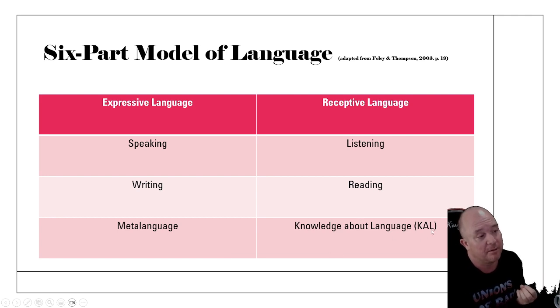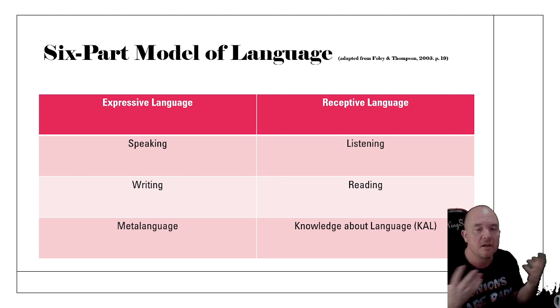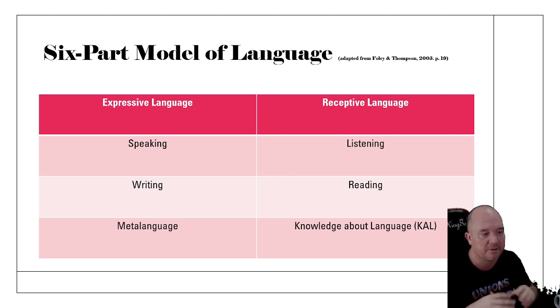And then another aspect of language that Foley and Thompson talk about, and it's really important for sociolinguists, is an aspect called knowledge, and it's knowledge about language.